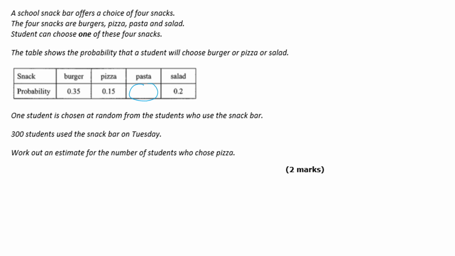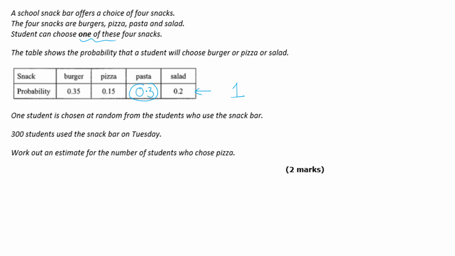missing is pasta. Now, because we're told that a student can only choose one, the probabilities in this row must sum to 1. If you add the 0.35, 0.15 and 0.2, that comes to 0.7, so pasta must make it up to 1 by being 0.3.